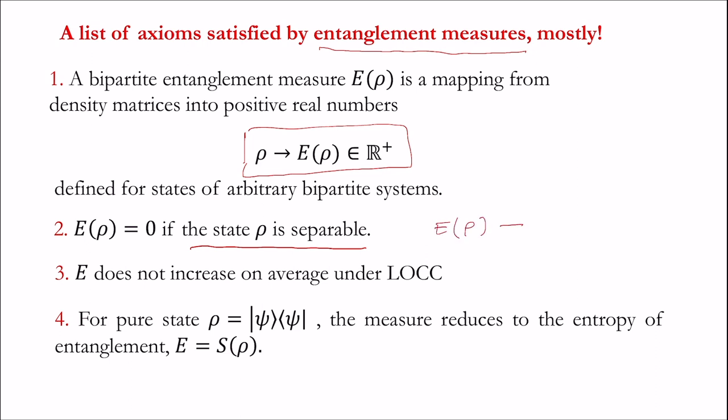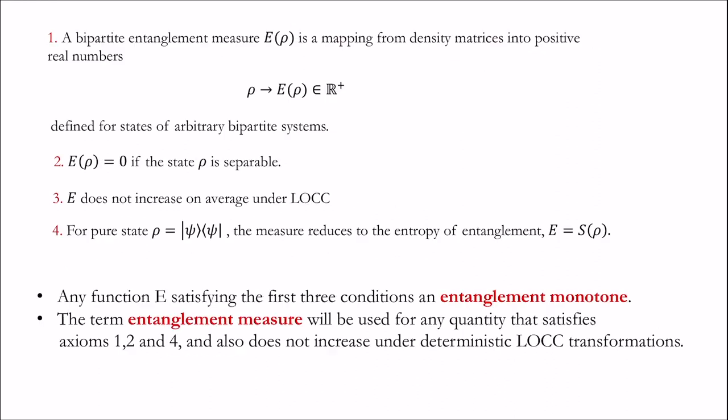This entanglement measure is going to be a finite number, it is not going to be 0. And this entanglement measure E does not increase on the average under LOCC, local quantum operations and classical communication. For a pure state rho, the measure reduces to the entropy of entanglement, which we are going to discuss in today's class. Next, any function E satisfying the first three conditions is known as an entanglement monotone. So out of all these four that I already discussed, if the first three properties are satisfied, that entanglement measure is also called an entanglement monotone.